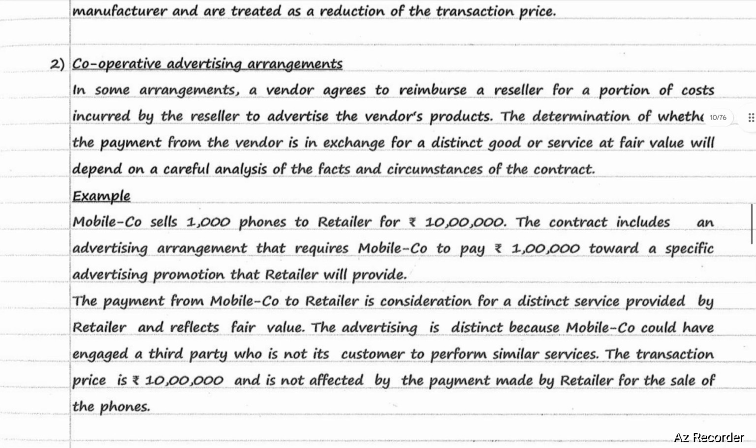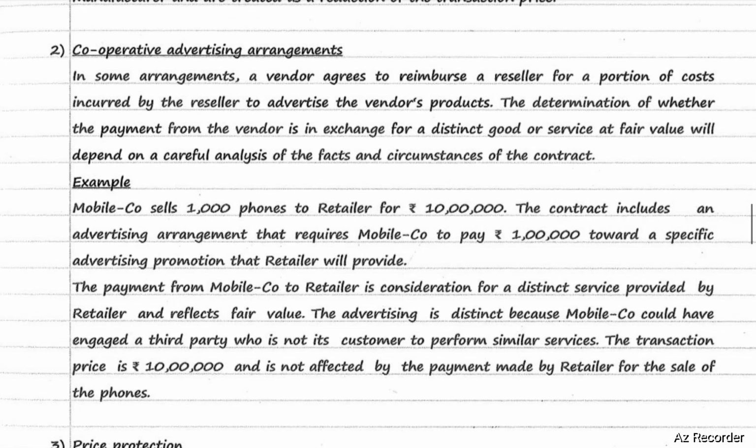For example, mobile company sells 1,000 phones to retailers for 10 lakhs. The contract includes an advertising arrangement that requires mobile company to pay 1 lakh towards a specific advertising promotion that retailer will provide. The payment from mobile company to retailer is consideration for a distinct service provided by the retailer and reflects fair value.